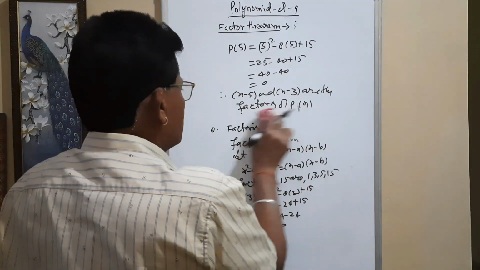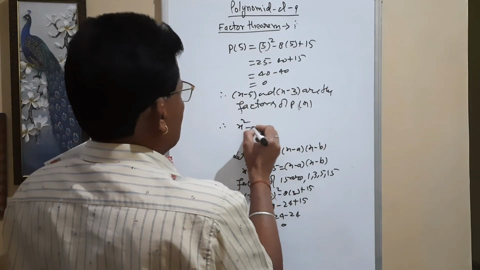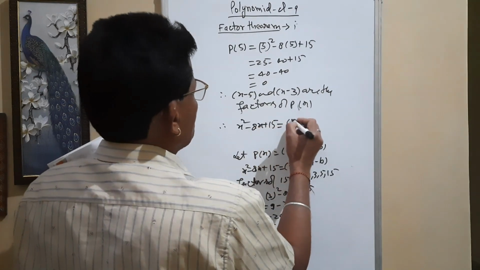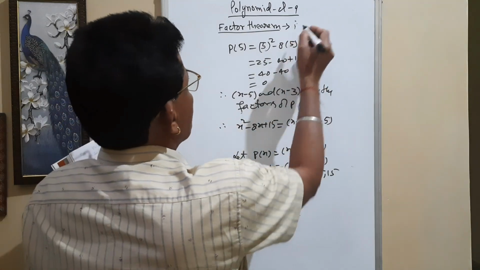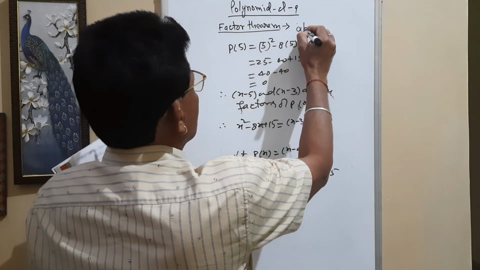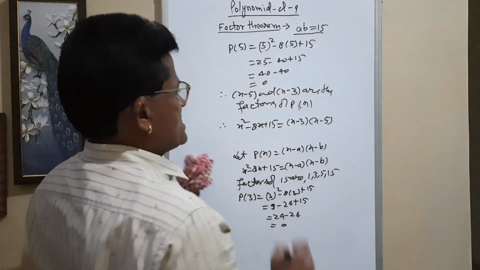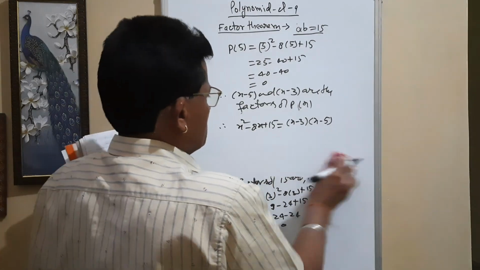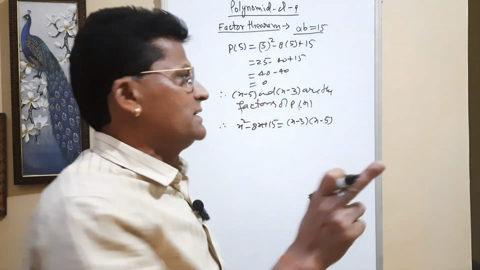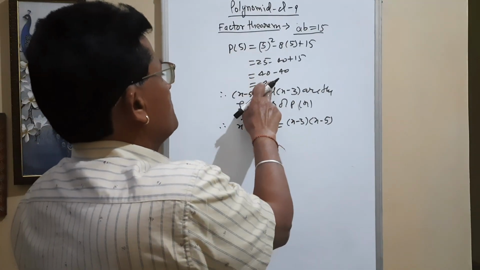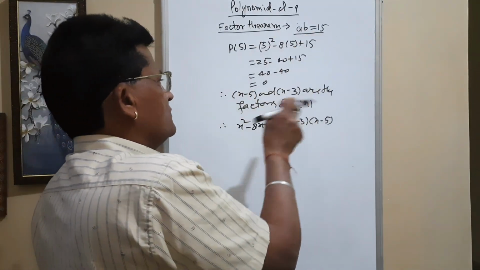Very good. If these are the factors, then the factorization of this polynomial will be equal to (x minus 3)(x minus 5). Because, as I told you, the product of both numbers a and b should be equal to 15. This thing also you must keep in mind. That is the procedure to find the factorization of the polynomial. Very simple, but keep in mind, directly you can find the remainder. If the remainder is 0, then x minus 3 is a factor of this polynomial, which is given over here.